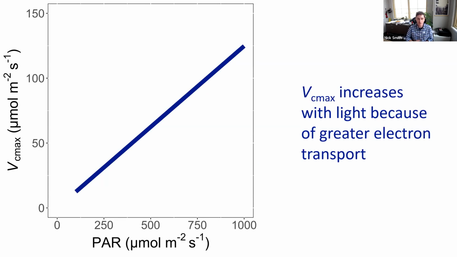In response to light availability, our theory would predict that this Vcmax, the amount of rubisco in the leaves, would increase. And it increases because there's more light available, allowing for greater electron transport to power photosynthesis. And so the plant needs more rubisco there to grab the CO2 and make use of that extra light that's available.